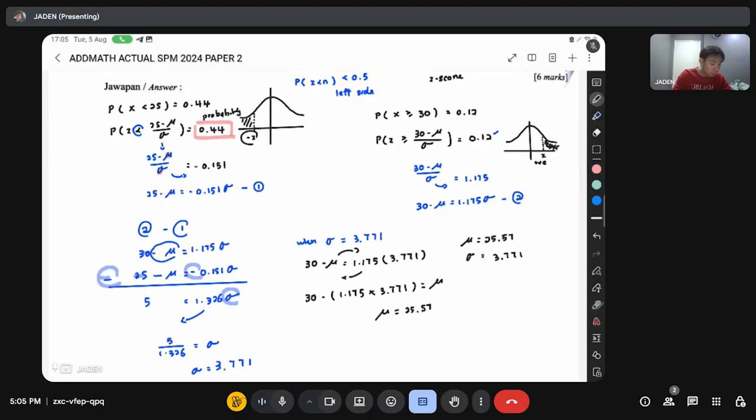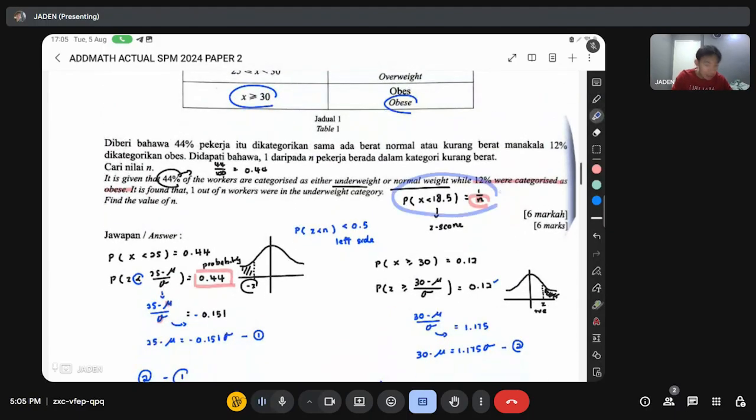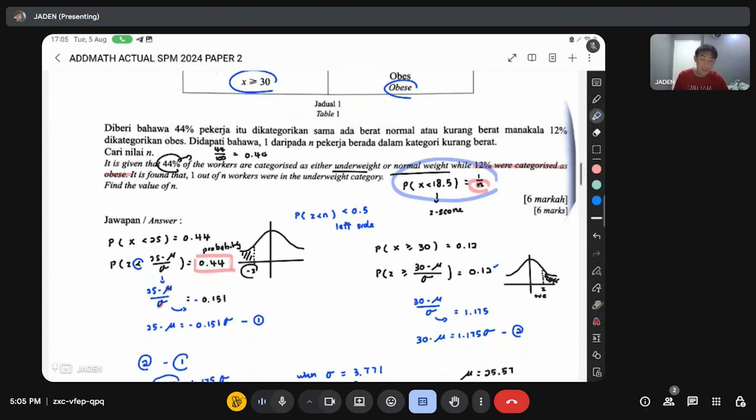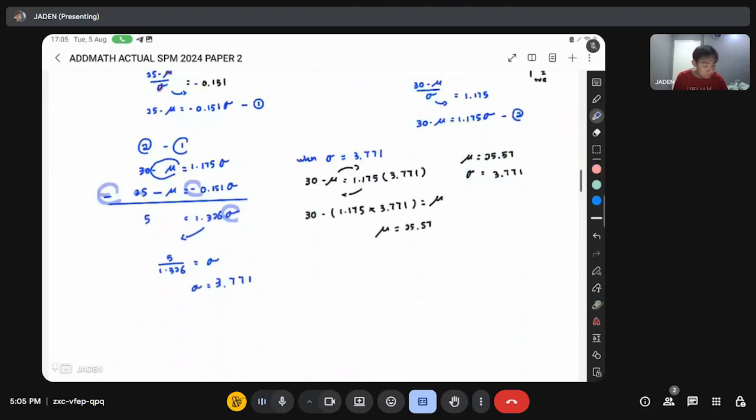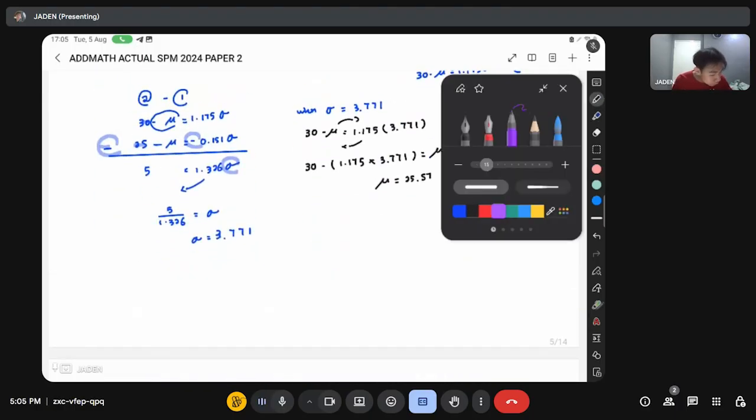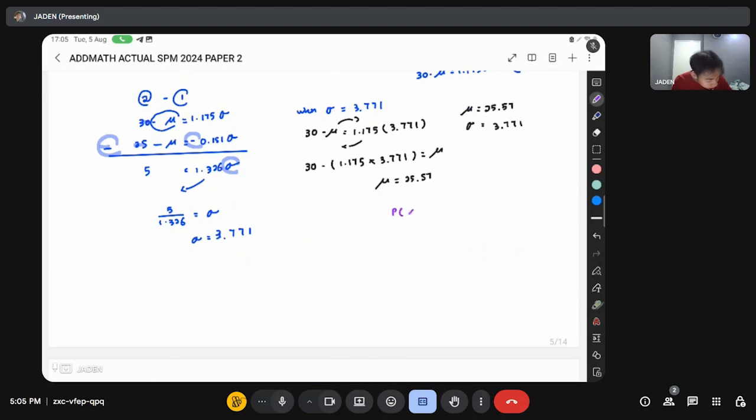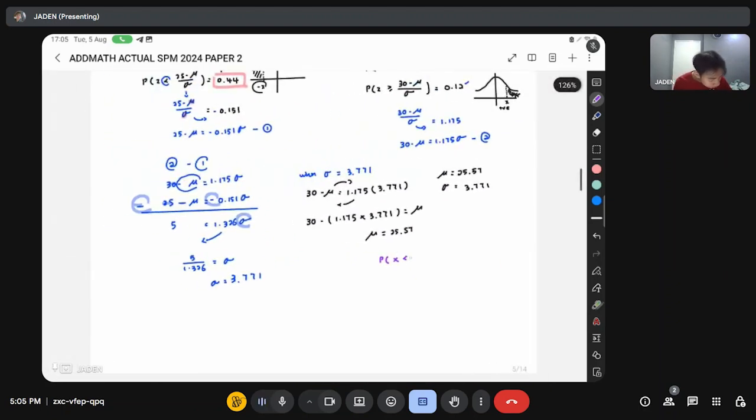With these two values, we want to go back to our final boss equation, which is P(X less than 18.5) equal to 1 over n. Let me use purple color. P(X less than 18.5) equal to 1 over n. So z-score is 18.5 minus the mean 25.57 divided by 3.771. With that, we're going to end up with a negative z-score here. I think it's negative 1.875.